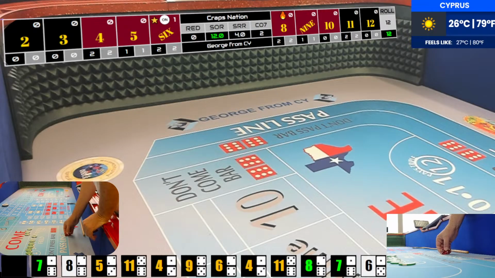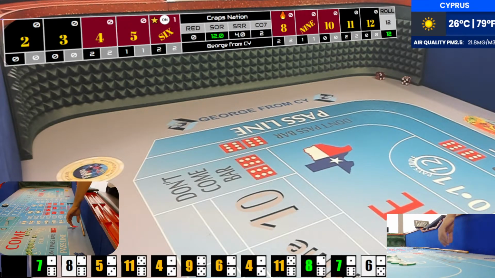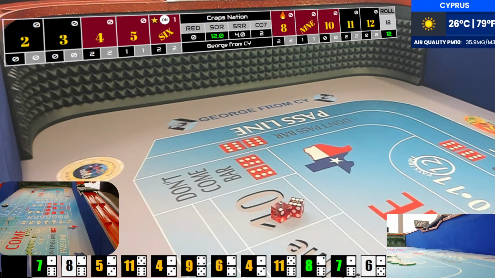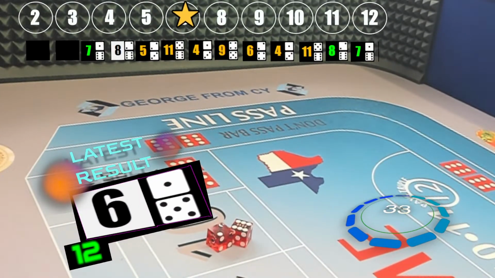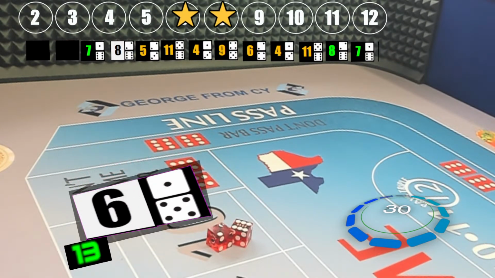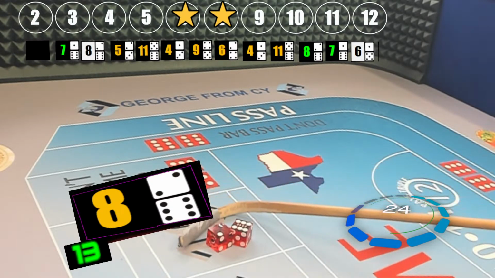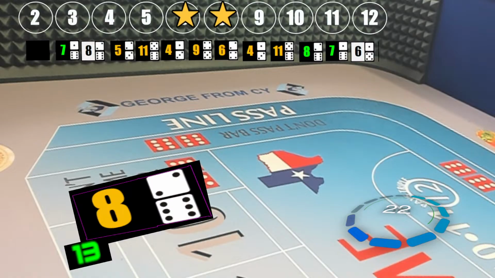Dice up. Eight. 2, 6, 8 drift. Takes us to 4, 2, 4, 6 anyway.